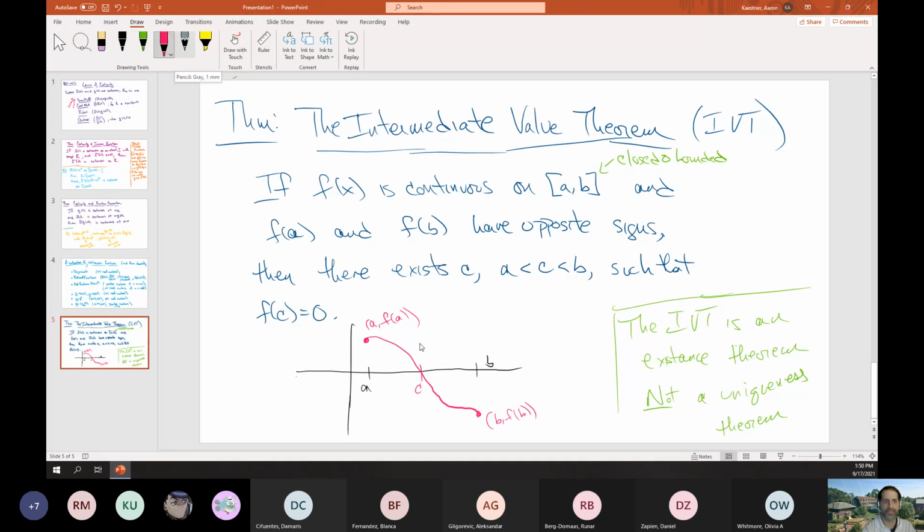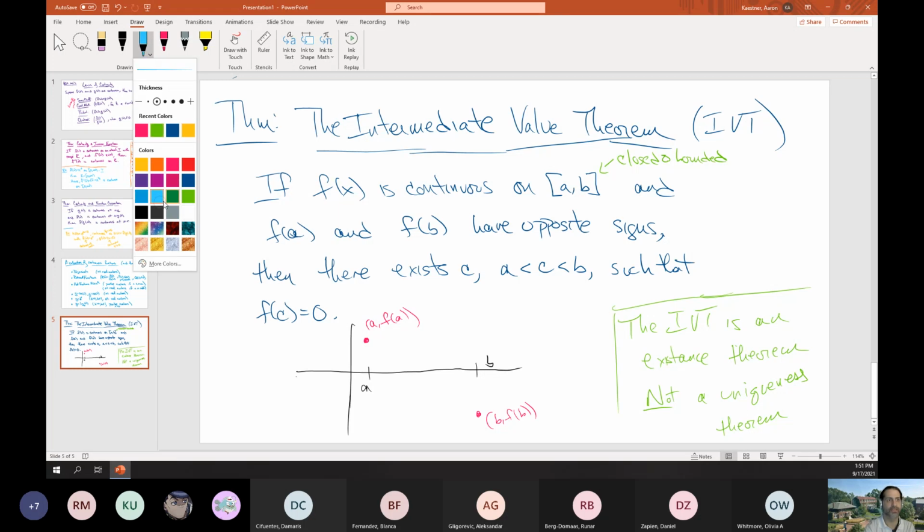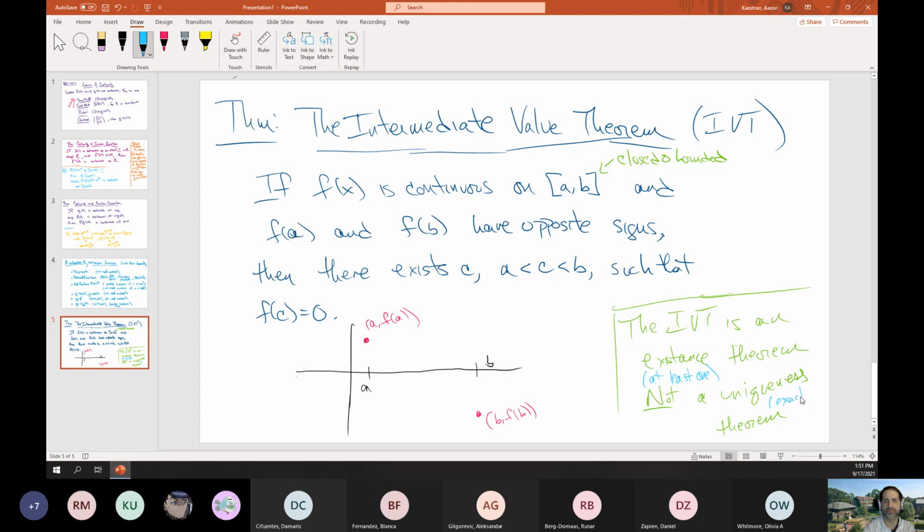And what I mean by that is also easier to see when I think about a picture here, right? An existence theorem, right? Existence in mathematics means that we have at least one occurrence of something, right? Uniqueness means exactly one, or at most one.